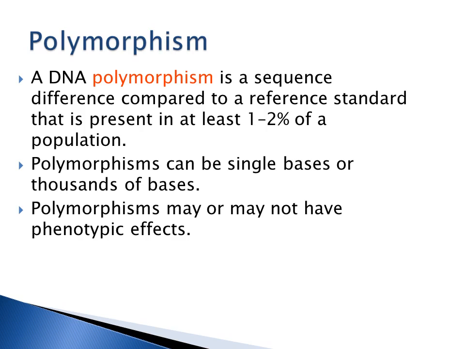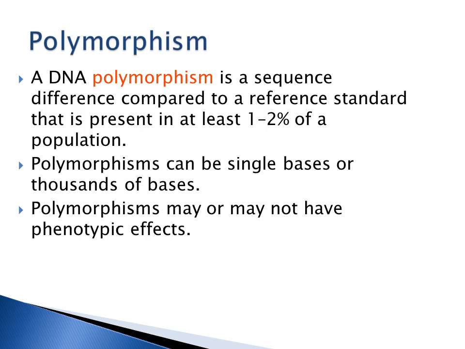A DNA polymorphism, we went over this a while back. This is a sequence difference compared to a reference standard, and the key is that this variation is present in at least 1 to 2% of the population.